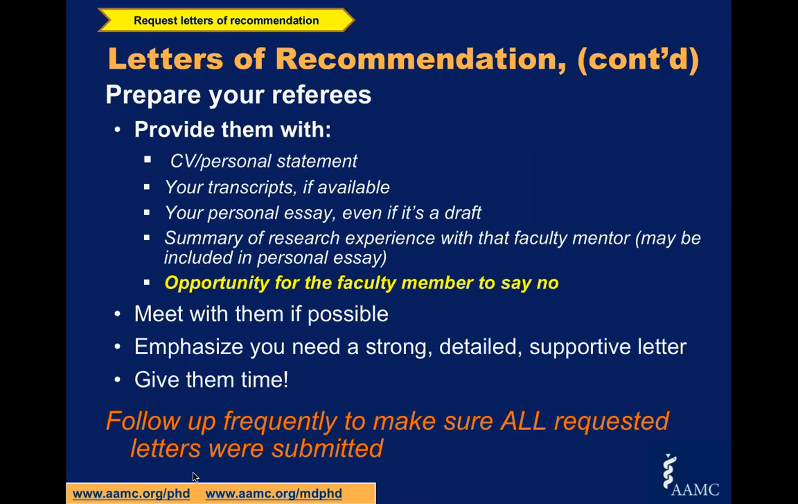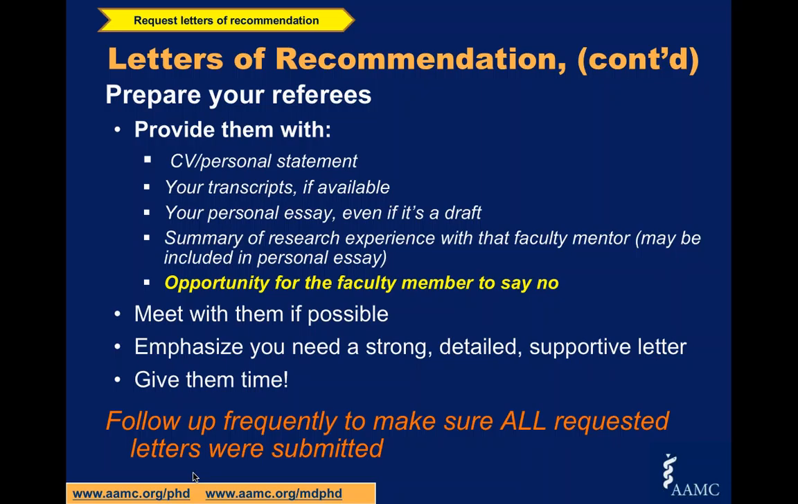Once you've decided on who your recommenders will be, you still have to provide them some additional information. You should send them or give them your CV, personal statement, and copies of your transcript. You should send them a copy of your personal essay that you're including in your application, even if it's just a draft. And if your research experience is not included in that personal essay, be sure to give them some bullet point outlines of the research experiences that you have been involved with. And you always should give an opportunity for any faculty member that you ask for a letter to say no.